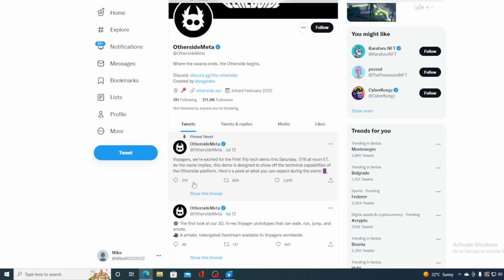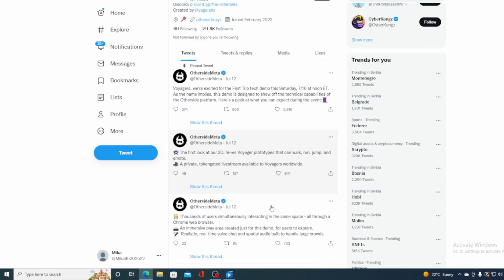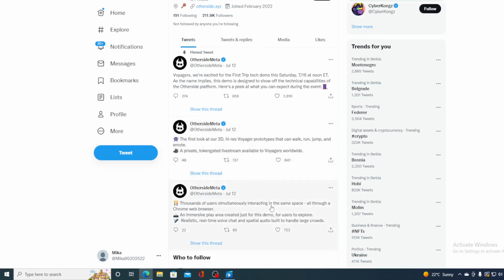So guys, take a look at the sneak peek of this test. What will happen? The first look at the 3D high resolution Voyagers prototype that can walk, run, jump, and emote. Private token-gated live stream available on Voyagers worldwide, and lots of other things, guys. Thousands of users simultaneously interacting in the same place, all through a Chrome web browser. So tomorrow is the day. Do not miss out on this test, guys. And you can imagine what that will do to the future price of ApeCoin.